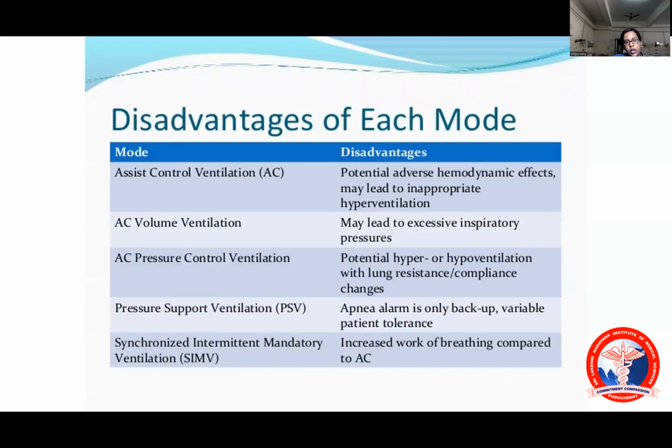Disadvantages of assist control ventilation are potential adverse hemodynamic effects, hemodynamic instability, or hyperventilation. In assist control volume ventilation, excessive inspiratory pressures can result in barotrauma. Assist control pressure control ventilation can result in hypoventilation, hyperventilation, increased lung resistance, and collapse also. In pressure support ventilation, there is no backup alarm, so variable patient tolerance. In SIMV mode, there is increased work of breathing compared to assist control.